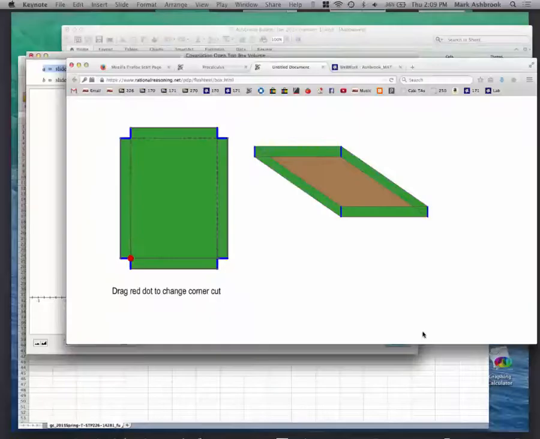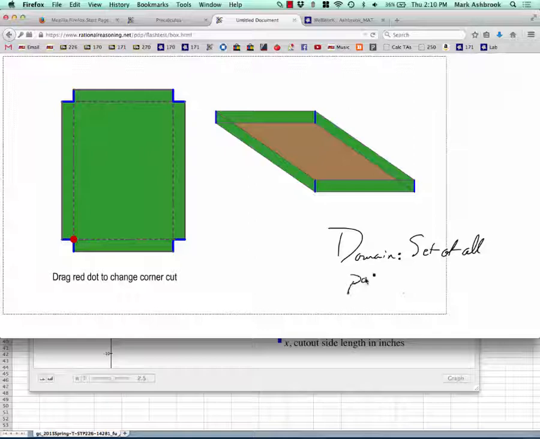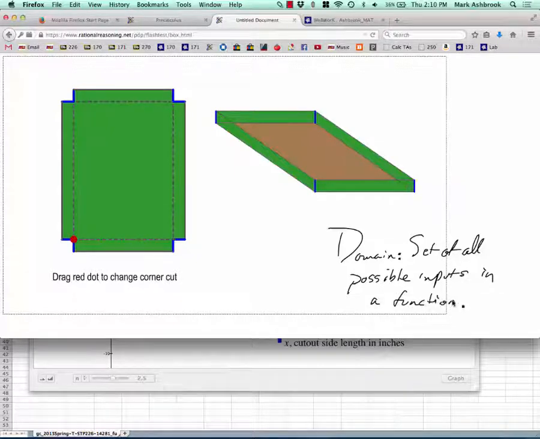Okay, so let's talk about domain. The domain is the set of all possible inputs in a function. So what is our input? We said x. X was our input into this function whose output was volume. And so what are all possible values of x? What are all possible values of x here?